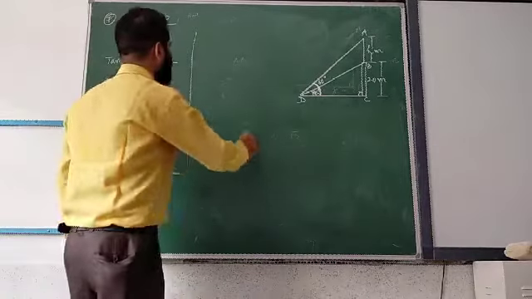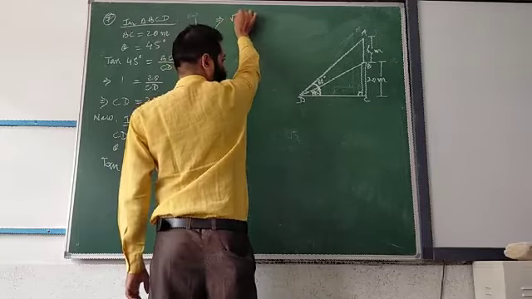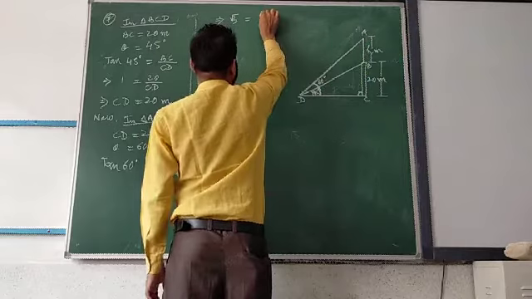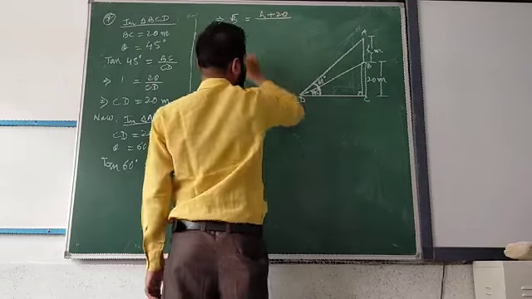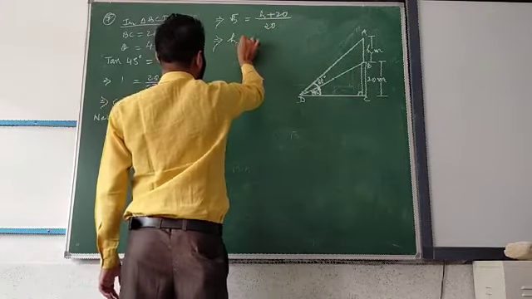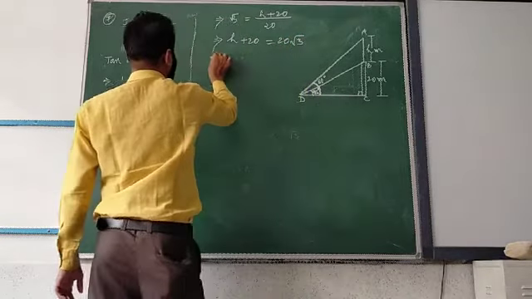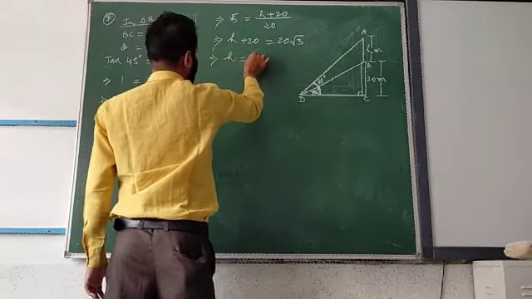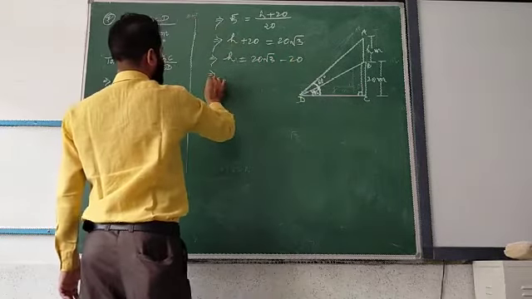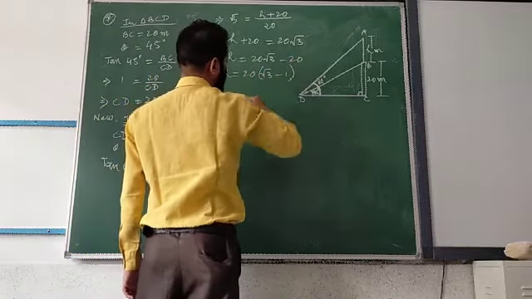Now tan 60 is how much? Root 3. And AC is h plus 20. So root 3 equals h plus 20 by 20. When you cross multiply this, you will have h plus 20 equals 20 root 3. Correct? Now transfer this 20 there. So h is equal to 20 root 3 minus 20. Now you can see that 20 is common. So take 20 as common, you will have root 3 minus 1.